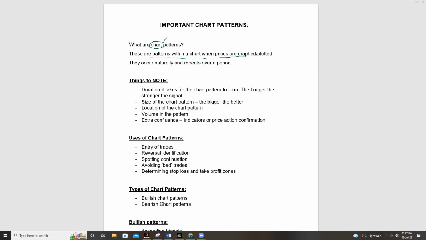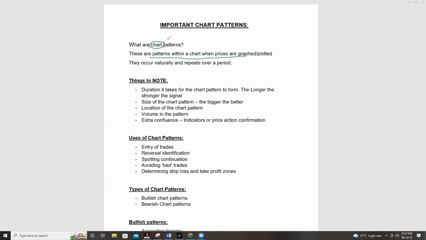Now, if you're new and you don't know the difference between a chart pattern and a candlestick pattern, a candlestick pattern may be a 1 candlestick, 2 candlestick, or 3 candlestick pattern, but a chart pattern is more candlesticks together forming a visible pattern. So a chart pattern has many candlesticks, and actually the more candlesticks in a chart pattern, the stronger the pattern is. So we will discuss that as we go.